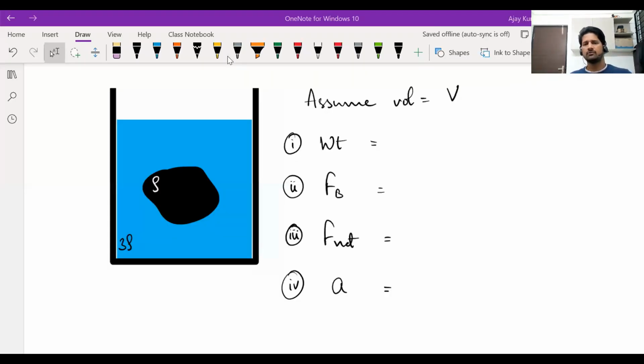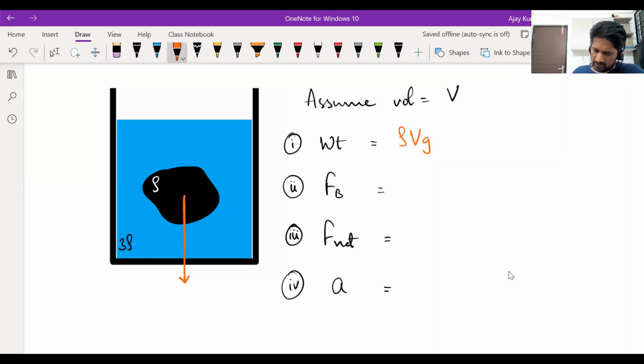Aishwarya, can you tell the expression for weight of the object? Sir, rho V into g. Rho Vg. And weight acts in the vertically downward direction. Fine.